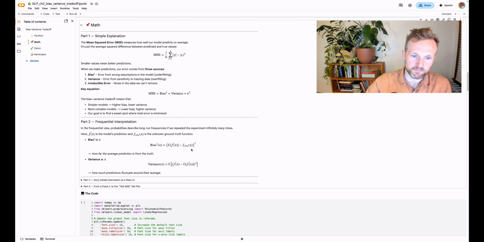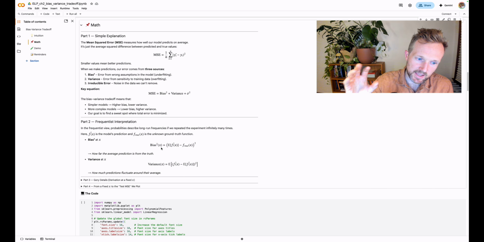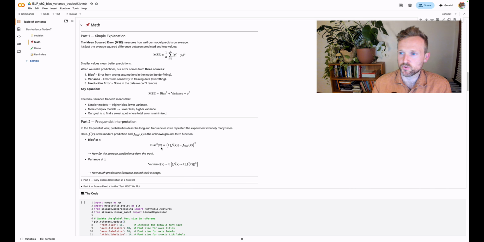These are the sort of mathematical definitions, right? We have bias squared is the square of the expected value of our fit, right? That's the model's prediction, minus the true ground truth, right? And this is defined at a specific x value. So intuitively, that is just how far the average prediction is from the truth, right?